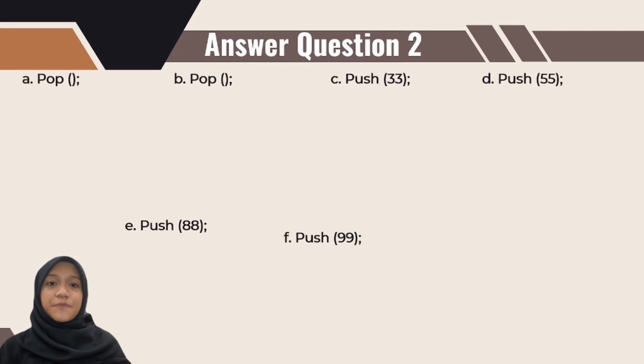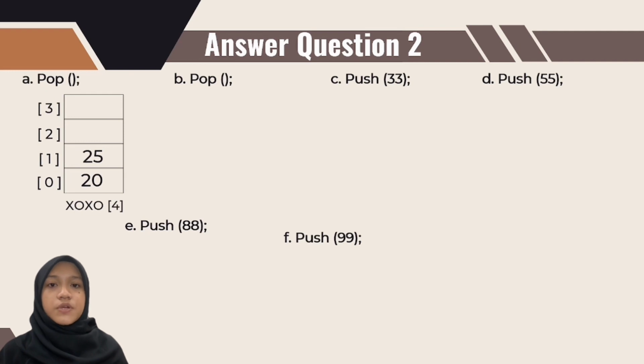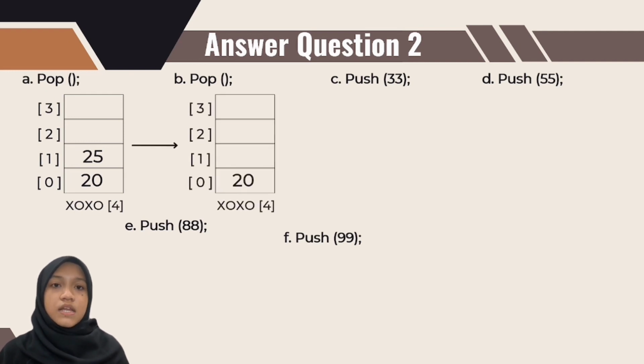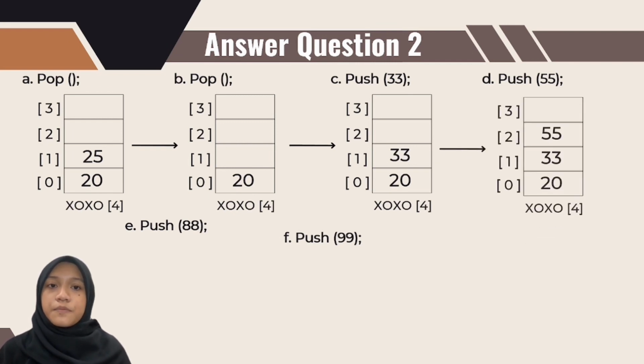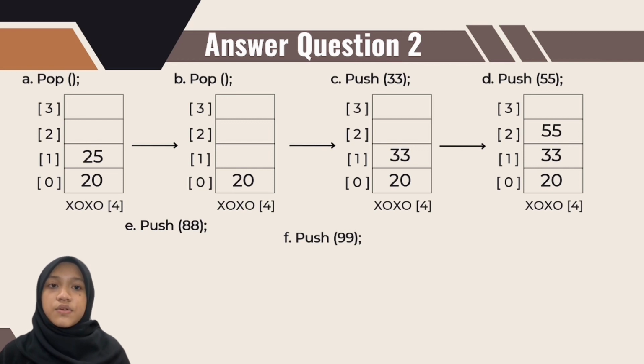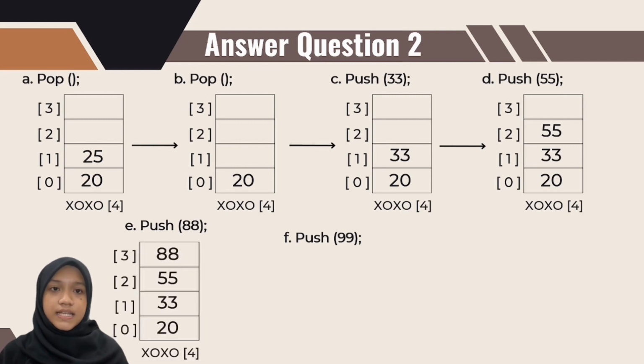Next, question A, which is they want to pop. Pop is remove data from the top of the stack. So, we need to pop out the top of the stack, which is 40, and then pop again. So, 25 needs to pop out from the stack. Next, push 33. So, 33 is the top of the stack. And push 55. So, 55 is the top of the stack now. After that, push 88. So, 88 is the top of the stack.